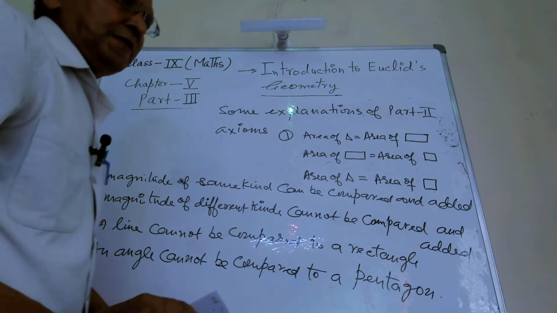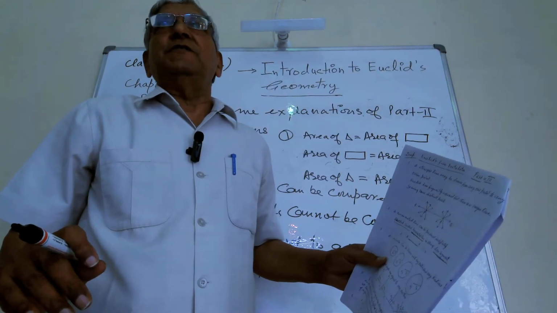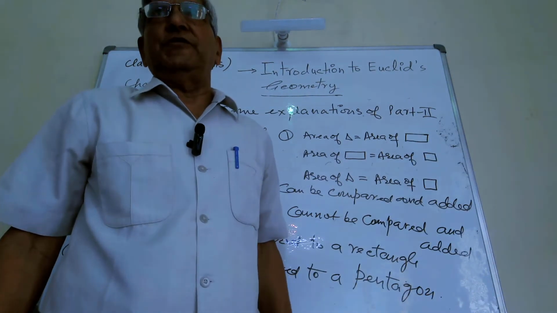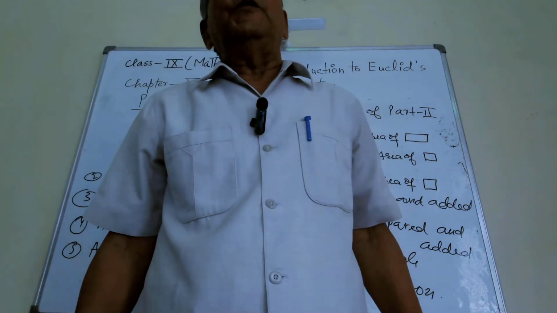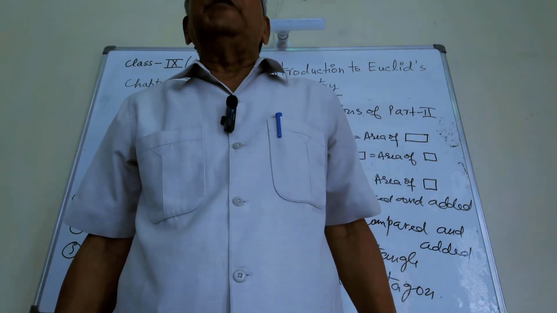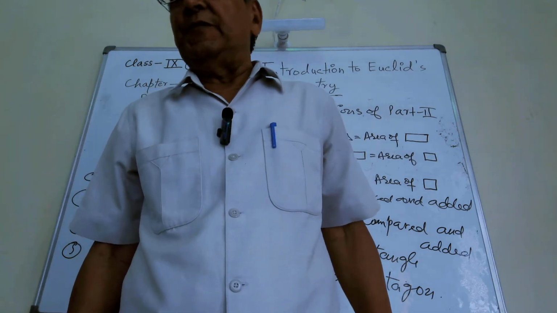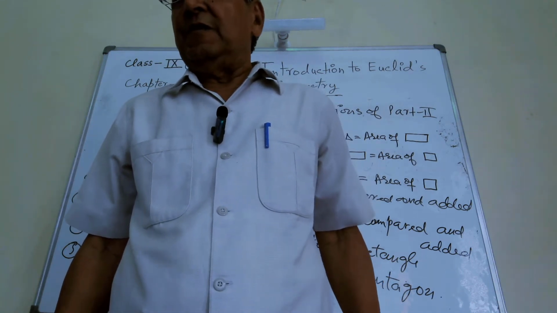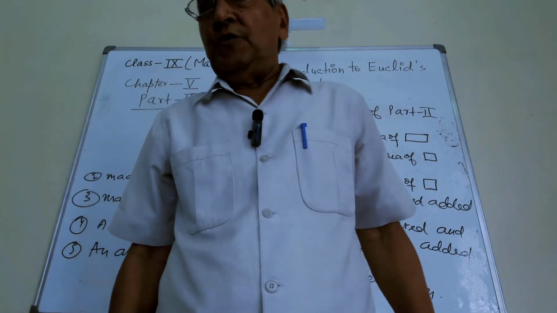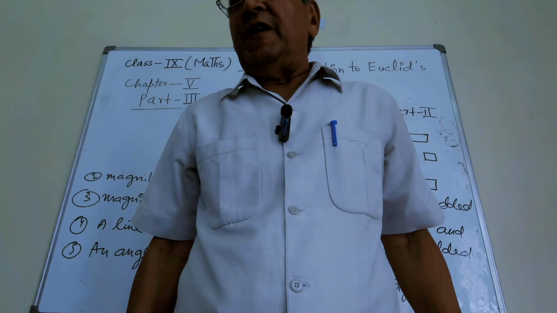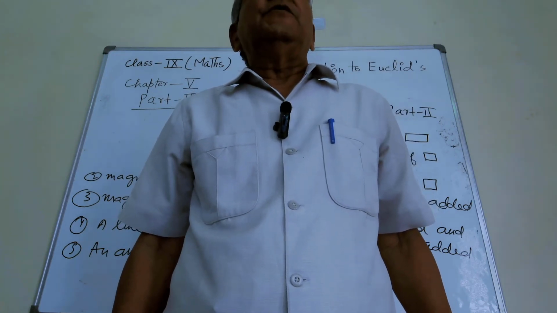In the third part, Euclid defined his postulates, and I will try to explain these postulates with the help of examples, as I have given examples for axioms. So first of all, an introduction to the axioms which I have taught you.